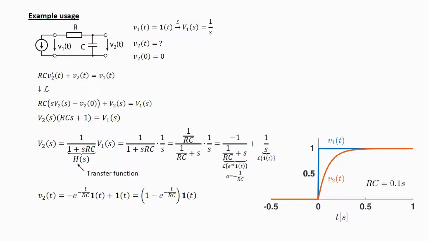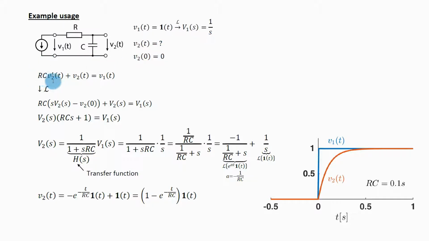Now that we have gone through all the formulas, let's start using them. I will start with a simple example. Here I have this simple circuit that we used a couple of times before. This time I set my input signal to be a unit step, and my question is, what will be the output voltage when I have this initial condition? And this time I will try to find this output voltage using the Laplace transform.